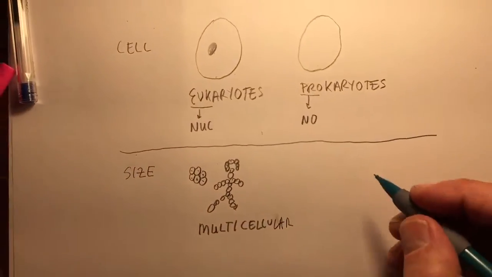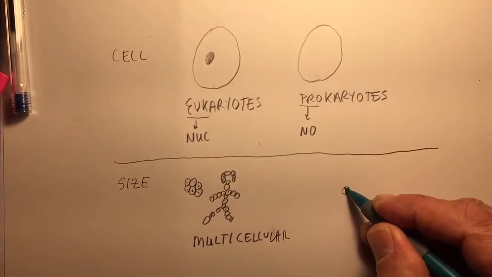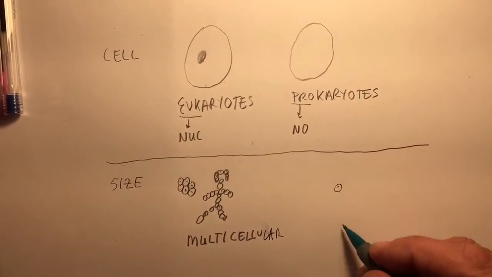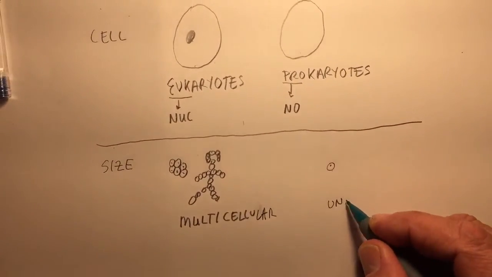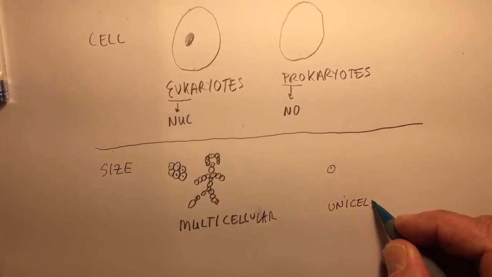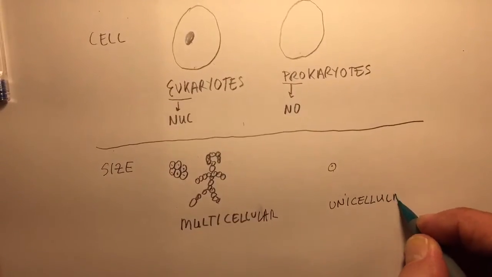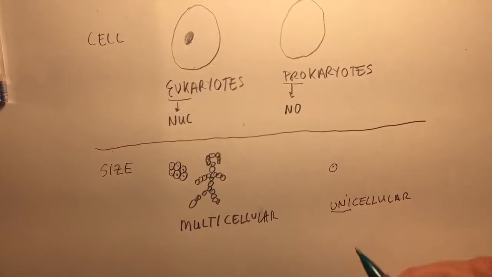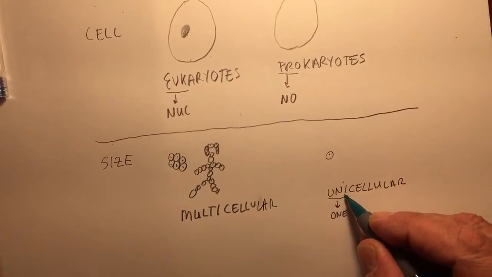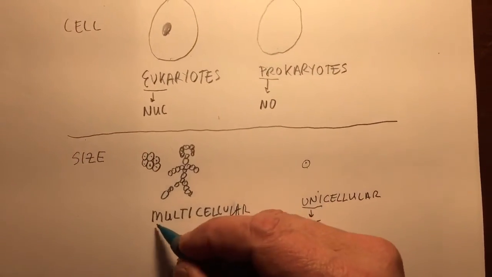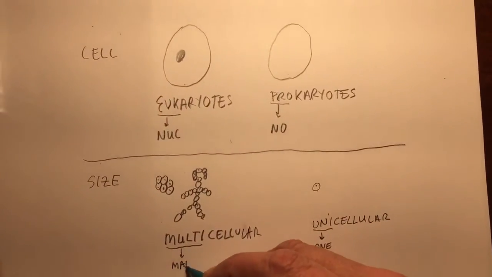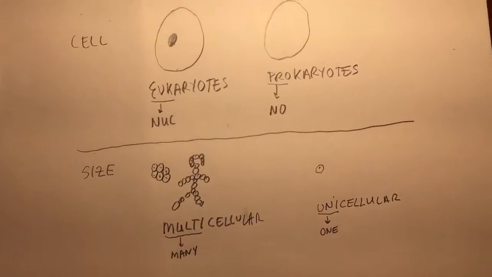Okay? Or you can literally be a cell, an organism that will spend its whole life as a single cell. And that's called unicellular. Uni, you might know, means one, like a unicycle. And multi, I think you know, means many. Okay? That's how you remember that.